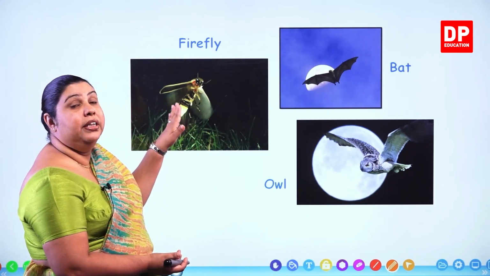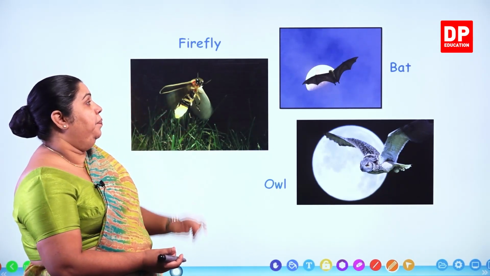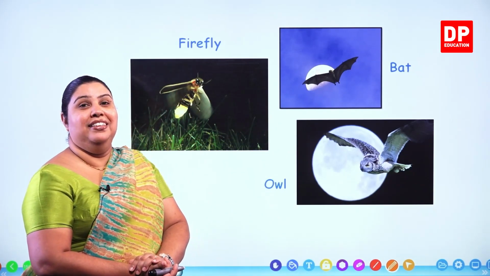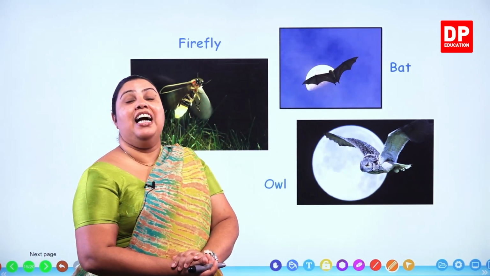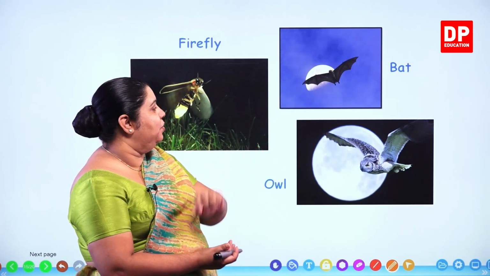So what do we call the kanamadiria in English? Firefly. Then this is the bat. Here is the bat. What do we call bat, my dear? Bat is what we call a vavula, isn't it? Can you see the bat over there?